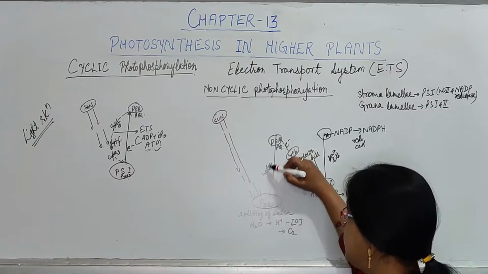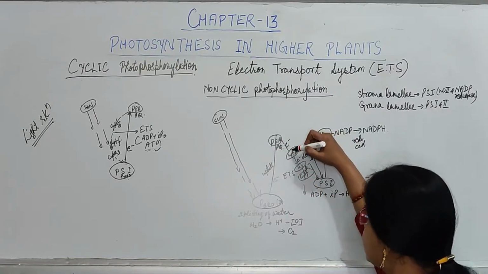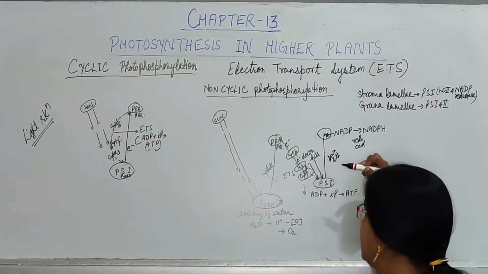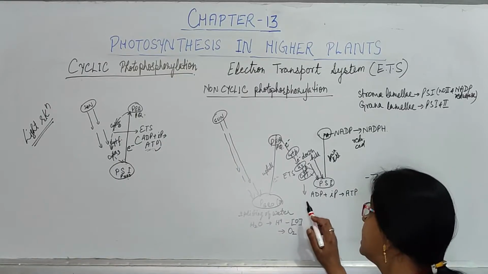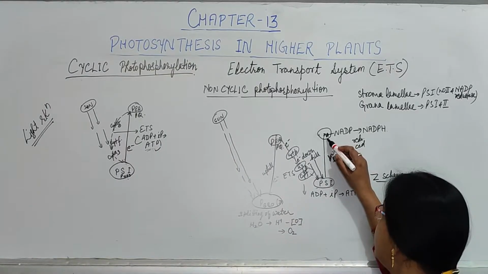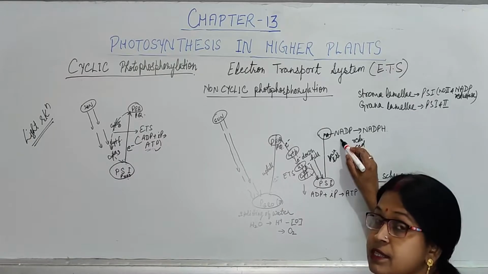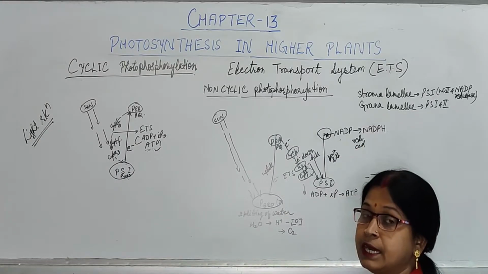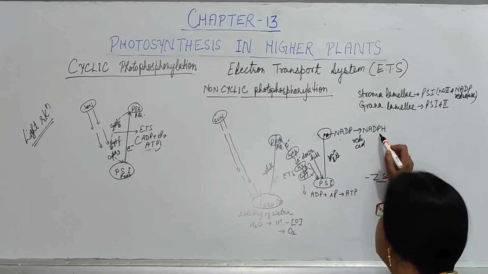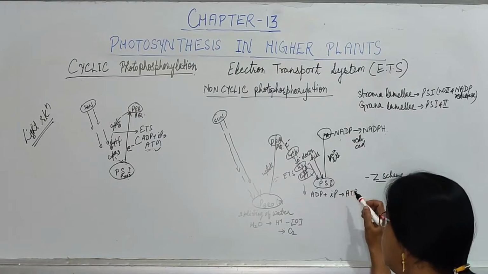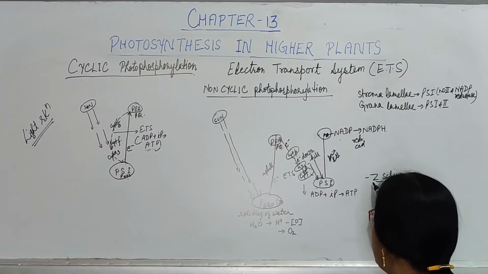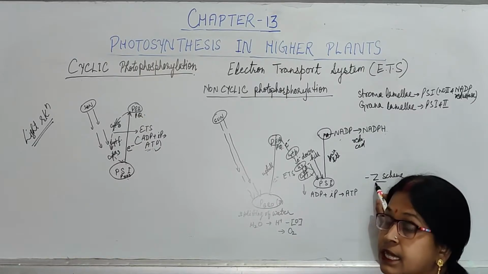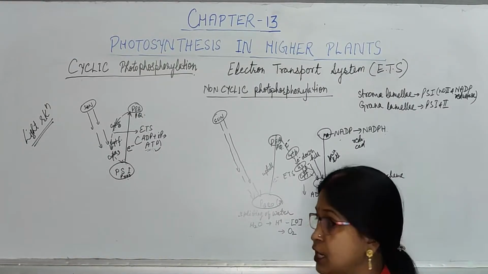Again, when light is absorbed, the electron moving up to the primary electron acceptor is known as uphill, and when it is coming down, that is downhill. Now from this pigment system 1, an electron is released again and this time it is accepted by NADP, and NADP gets reduced to NADPH, and this also goes downhill. That's why it takes the shape of Z, and it is also known as the Z scheme.